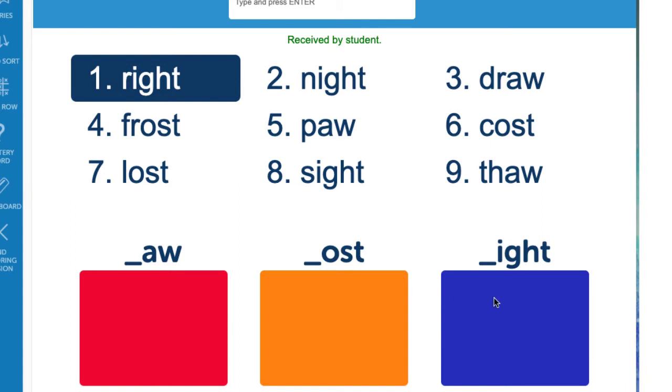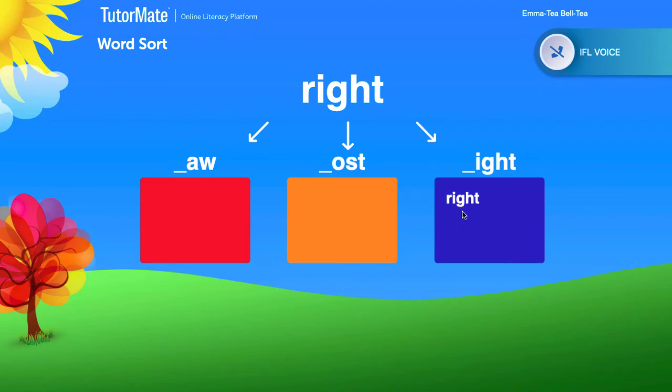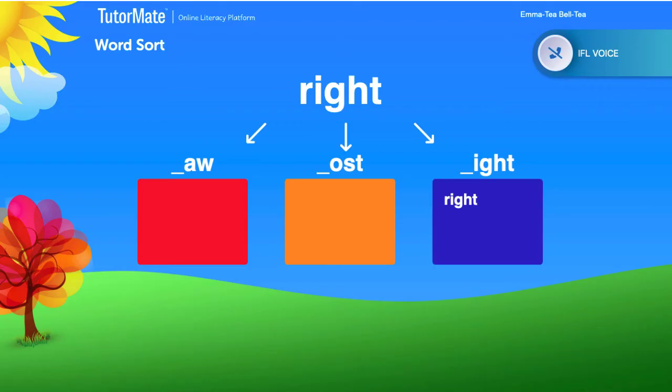Once you click on the appropriate box, the word will populate and the student will see the same word on their screen. Once all the words have been placed in a box, draw your student's attention to the similarities of the words, then ask your student to read the words in each box.